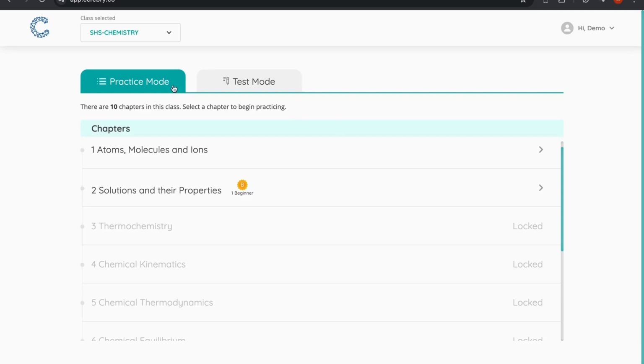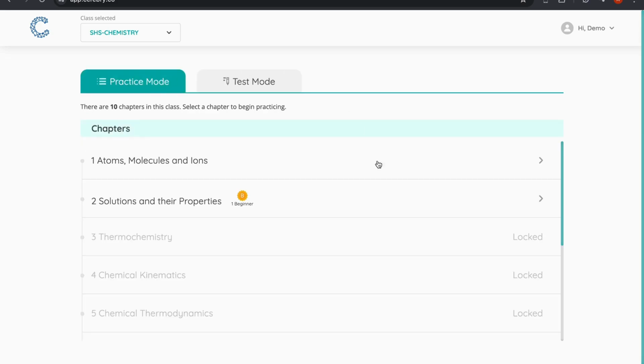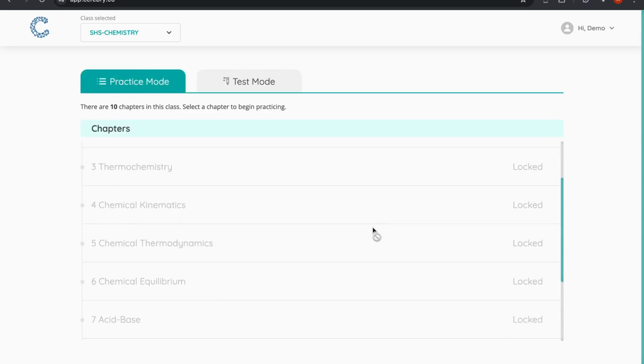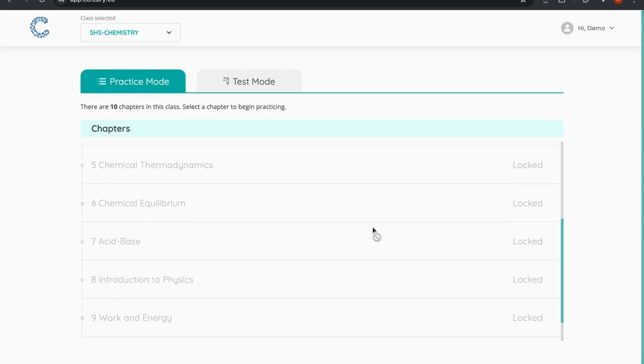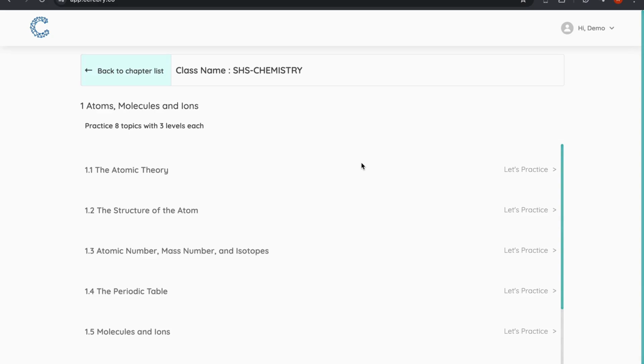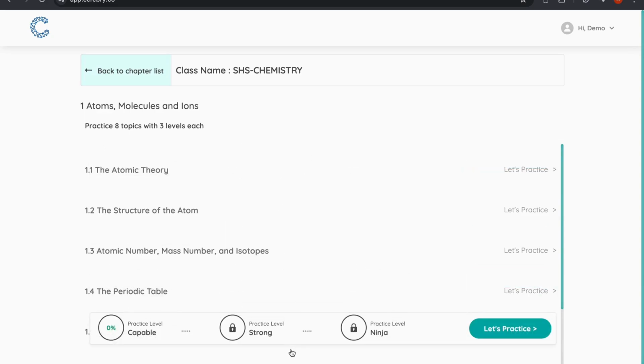There are two main modes in Cerebry, practice mode and test mode. Practice mode consists of all the chapters that are assigned to the student for practice. Each chapter consists of various topics.